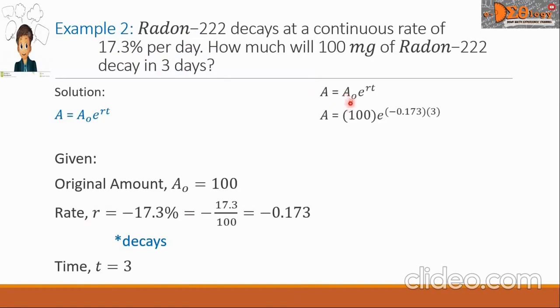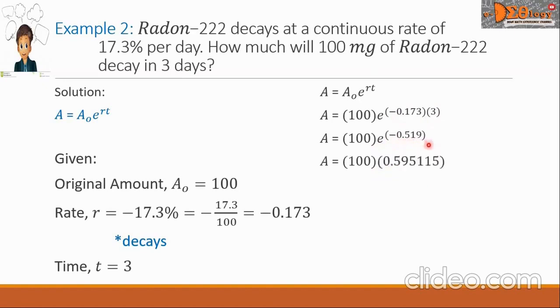Our A sub O is now changed into 100. The E is a constant. Our R is now negative 0.173 multiplied by T, and our T is 3. Let us simplify our power. Let us get the product of this negative 0.173 and 3. We will have this negative 0.519.